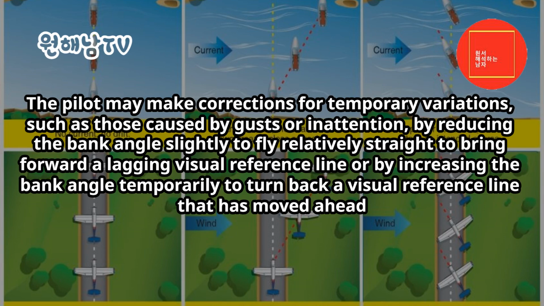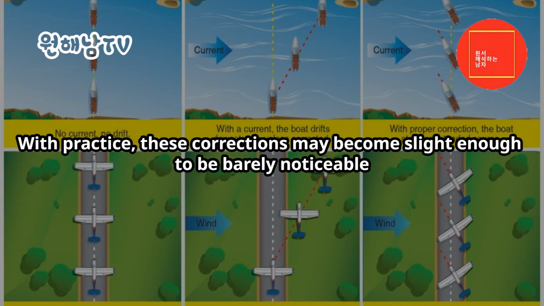The pilot may make corrections for temporary variations, such as those caused by gusts or inattention, by reducing the bank angle slightly to fly relatively straight to bring forward a lagging visual reference line, or by increasing the bank angle temporarily to turn back a visual reference line that has moved ahead. With practice, these corrections may become slight enough to be barely noticeable.